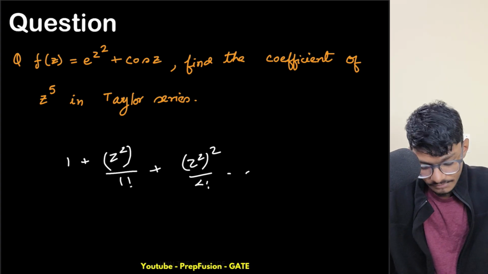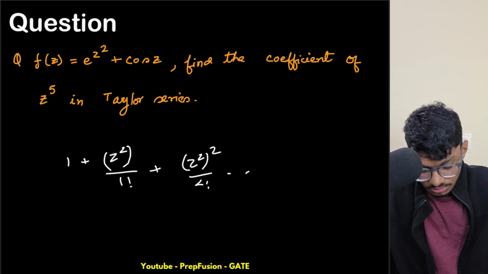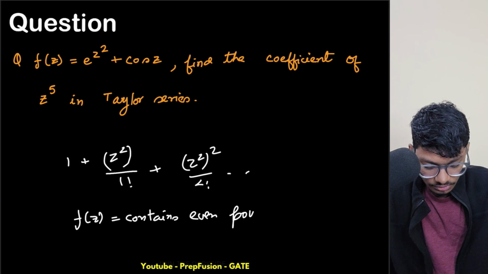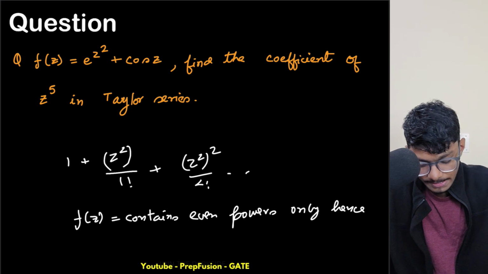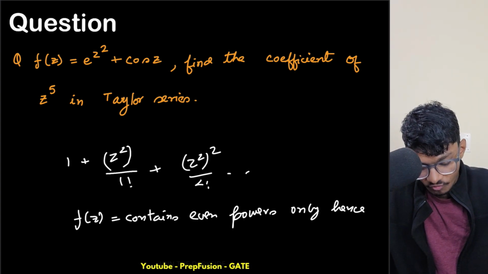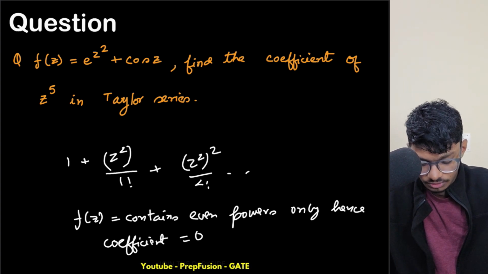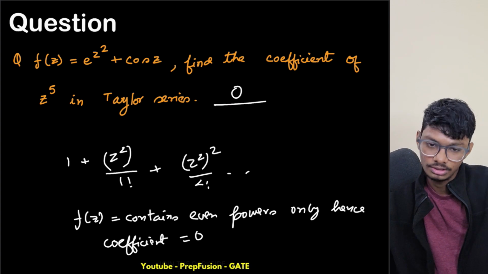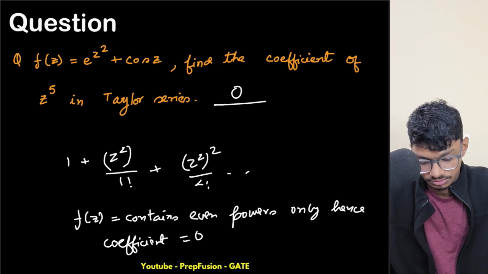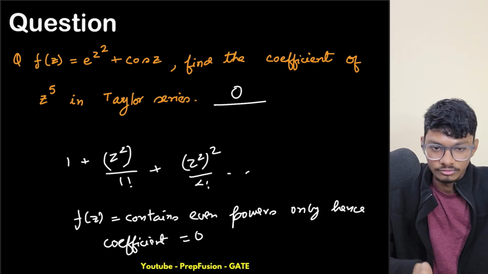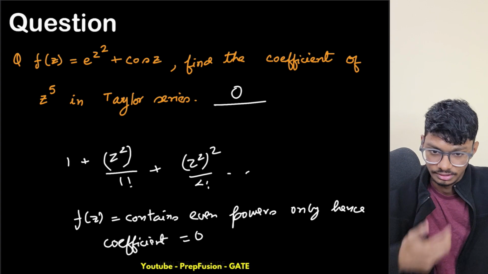Okay, so as f of z contains even powers only, hence the coefficient will be 0. So the answer of this question is 0. It will not contain any odd term. So here we have been given the odd part, so you can do it that way, or you can do it from the basics. I was doing it with the basics itself, but I did it a bit quickly.